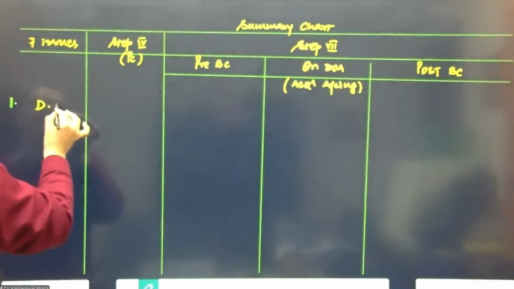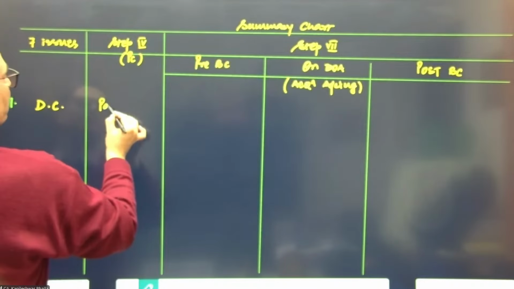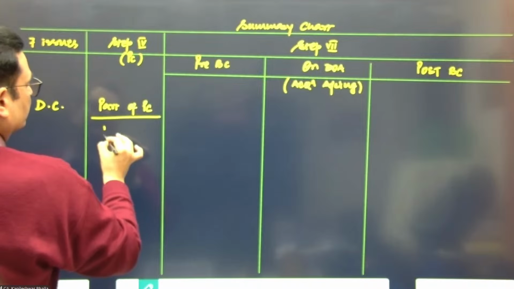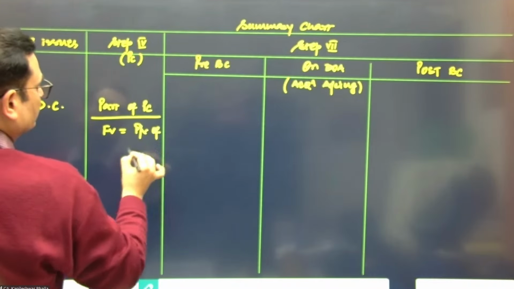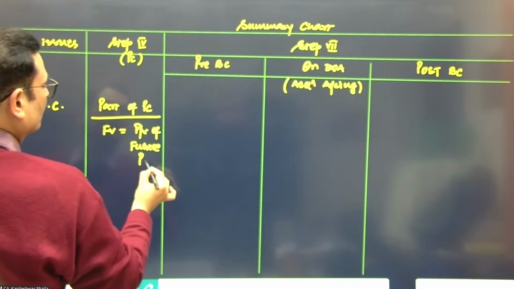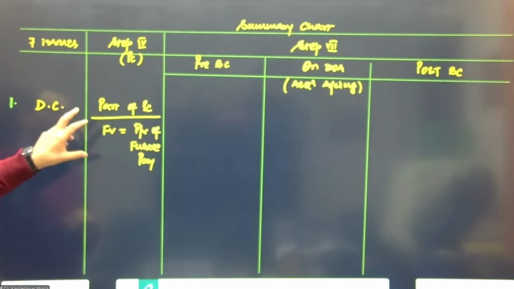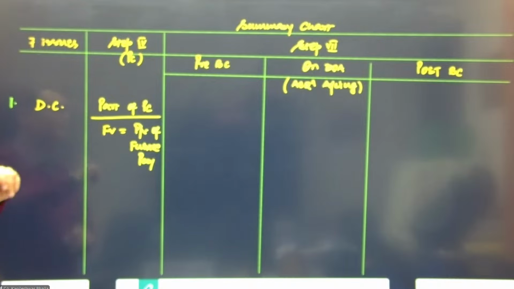So when you look at the deferred consideration, can I say it is definitely a part of PC, and that is at a fair value? And what is a fair value? It is the present value of a future payment. So in this particular case, it's undoubtedly a part of purchase consideration at a fair value, which is the present value of the future payment.